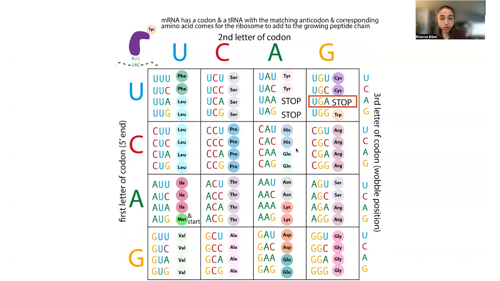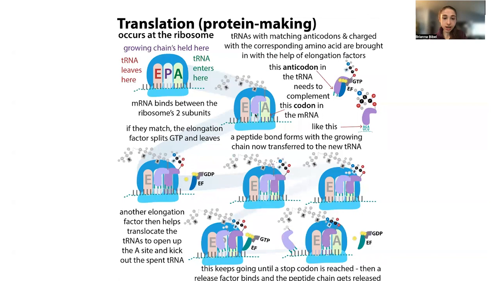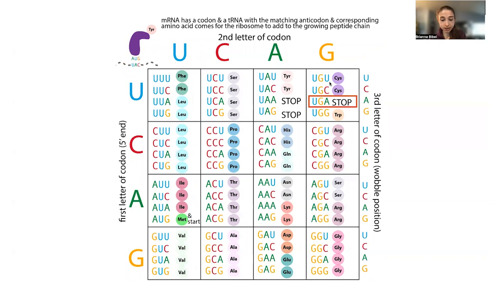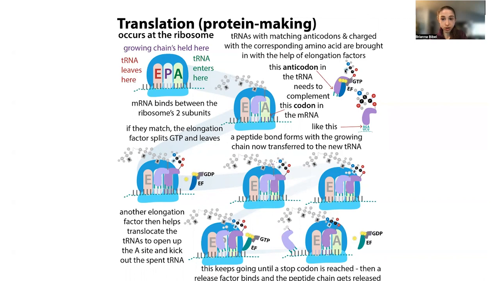So in your messenger RNA, in the RNA copy of the protein recipe, there's going to be a codon. That's going to say, okay, we'll add this amino acid. So if you had a UGU, you would add a cysteine. And then at the ribosome, a tRNA is going to come and bring in the corresponding amino acid. So in this case, it would bring a cysteine. And so the ribosome does this until it reaches a stop codon.